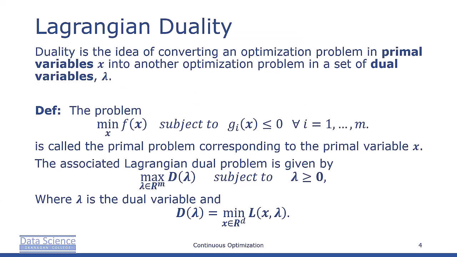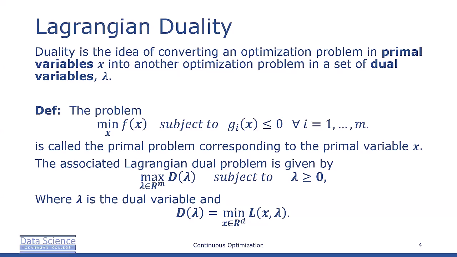We now introduce the idea of Lagrangian duality. Duality is the idea of converting an optimization problem in primal variables like x into another optimization problem in a set of dual variables like lambda. The problem of minimizing f of x subject to g_i of x less than or equal to 0 is called the primal problem, corresponding to the primal variable x.